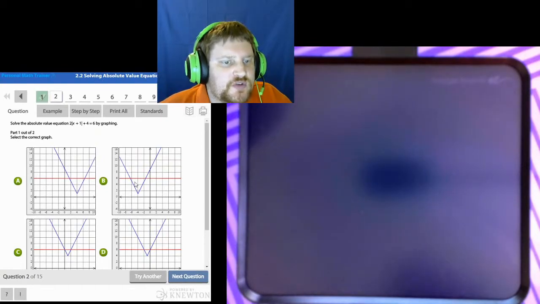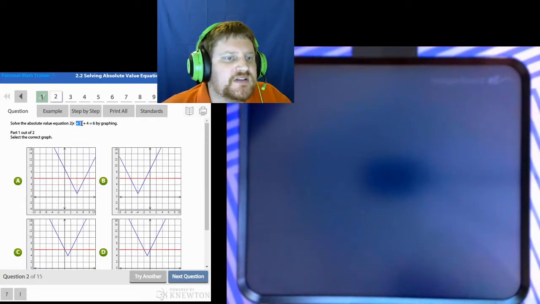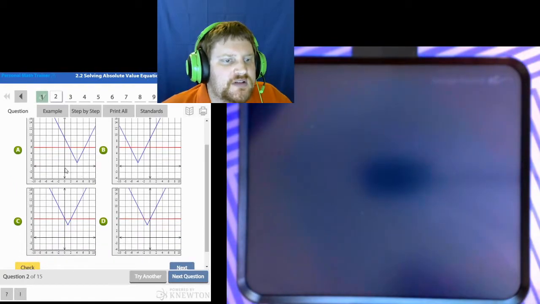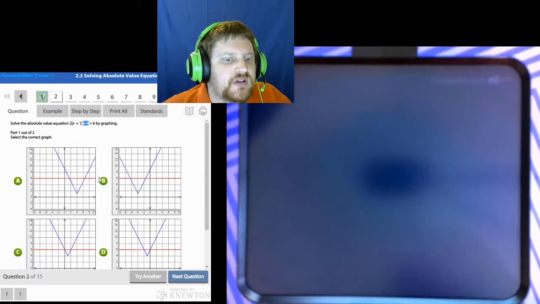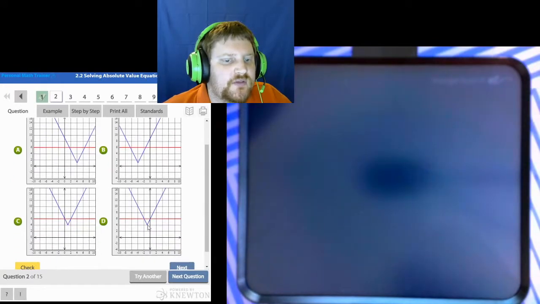Exact same question. Once again, the red bar is at the correct spot, 6 for all of them. This time, though, we are looking for a graph that has been moved 1 space to the left, 4 spaces up. So, I see this is 4 and 1, this is 4 and 1, this is 1 and 4, but we said 1 to the left, so 1 to the left, 4 up.